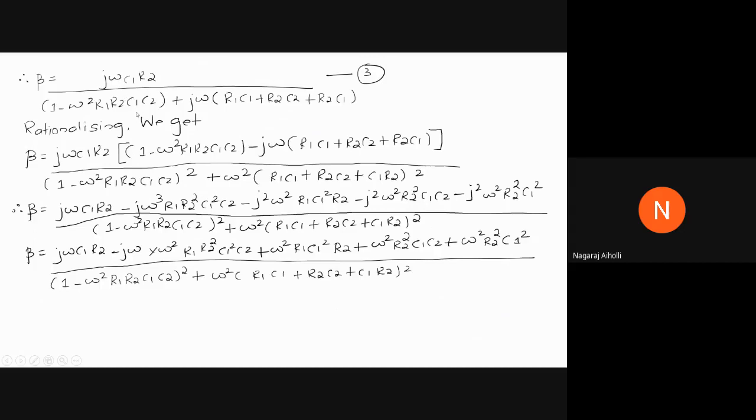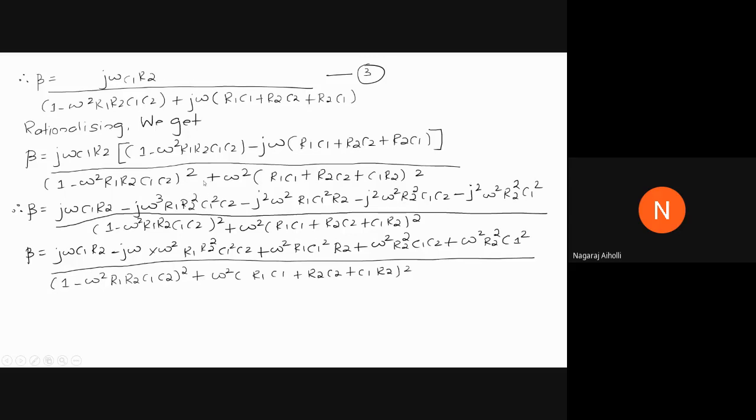So if you rationalize the denominator, and the denominator is of the form a plus b, we multiply the numerator and the denominator by a minus b. Okay, we are rationalizing the denominator. That is, beta is equal to j omega c1 r2, multiplied by 1 minus omega square r1 r2 c1 c2, minus j omega into r1 c1 plus r2 c2 plus r2 c1, divided by 1 minus omega square r1 r2 c1 c2 the whole square.